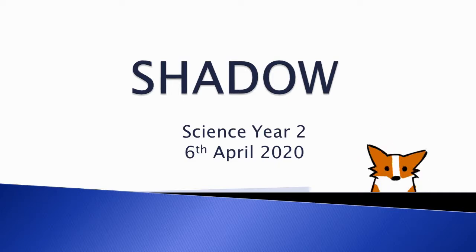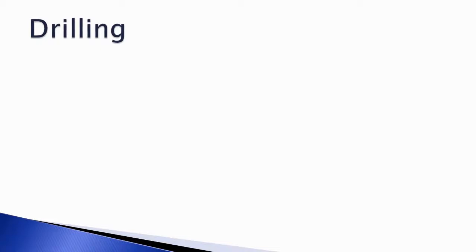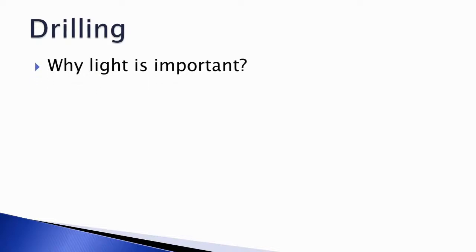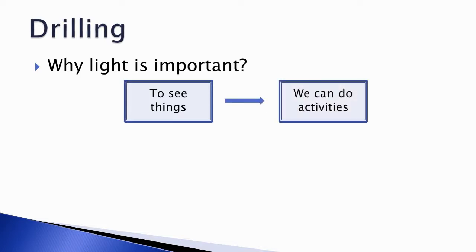Today we are going to learn about shadow. Before we start, let's do a little bit of drilling. The first question is why light is important. Light is important to see things. And if we can see things, we can do activities such as doing homework, learning, watching television, eating, and so on.